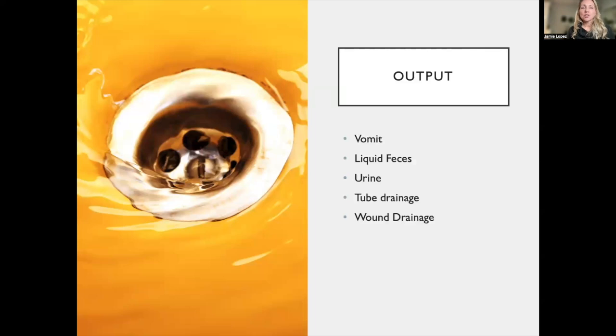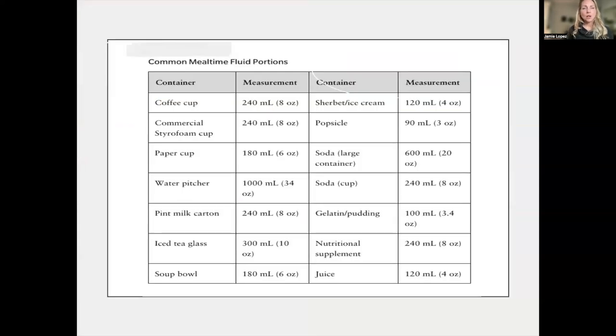And then our output, I'm just going to repeat it: liquid feces, vomit, urine, tube drainage, and wound drainage. You're probably thinking, what do you mean wound drainage? Well, you're going to see some wounds that have a wound vac with a chamber where drainage is collecting, and sometimes it can be quite a lot of drainage. And tube drainage, like a Jackson-Pratt drain from a surgical incision or a chest tube, those types of drains are going to be included in your output.